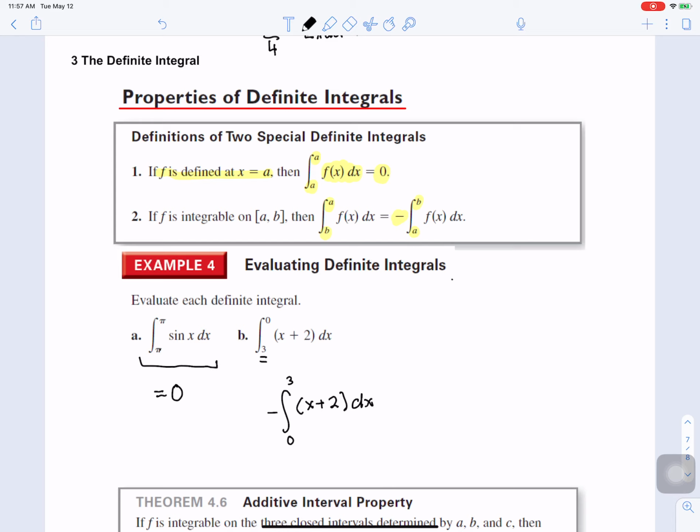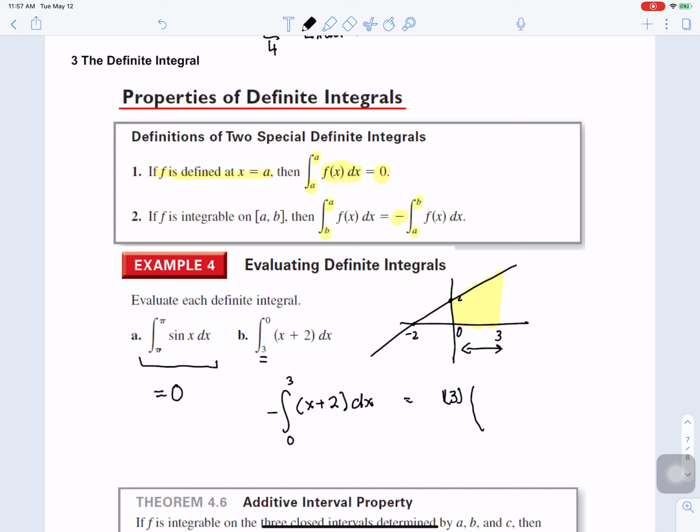And then I can evaluate this integral by using simple shapes. My y-intercept is 2, my x-intercept is minus 2. There's my function, and now I'm interested in finding the area under the curve from 0 to 3. So this area is a trapezoid, so the area is my height, which is 3 units along the bottom here.